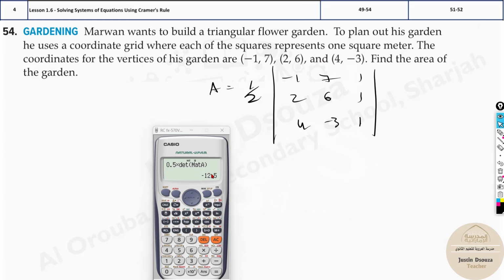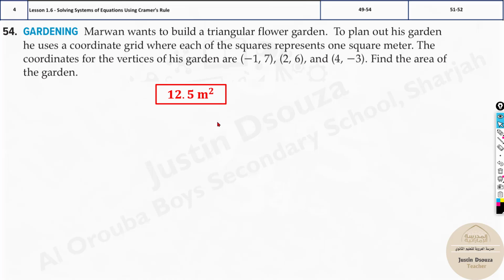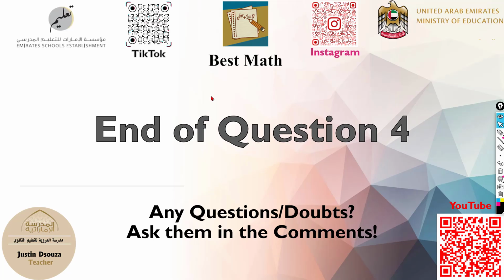So don't worry about the sign, it doesn't matter. Whatever you get, only the value is considered. The answer is 12.5 meters squared. That's how you can solve it. Ignore the sign, take the value, that's the area. And that's the end of this question. I hope this is clear.